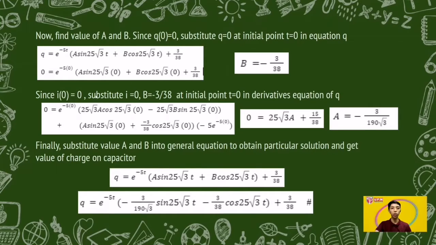Since I is not equal to 0, substitute I equal to 0 and B equal to negative 3 over 38 at initial point t equal to 0 in the derivative equation of Q, and we will get the value of A equal to negative 3 over 193. Substitute those values of A and B in the general formula of Q, and we will get the final answer of the particular solution, the charge on the capacitor Q.